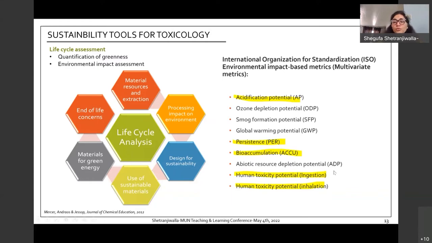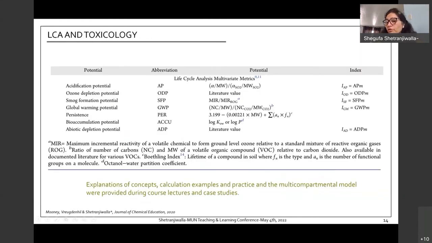Here are the calculations where they did not find the data from primary literature or safety data sheets. They could use, for acidification potential, the molecular weights, using sulfur dioxide as the denominator. These are actually ISO metrics where you can normalize with these standard metrics, and persistence, where they were looking at the functional groups of the chemical compound. So this piece was the quantitative piece in the course, where they could actually quantify that impact and then recommend a solution to the city based on their calculations.